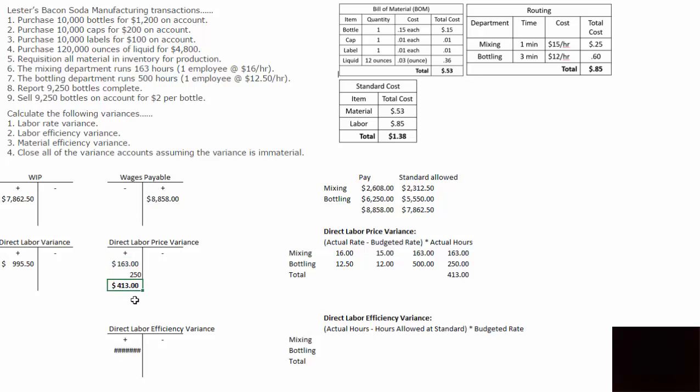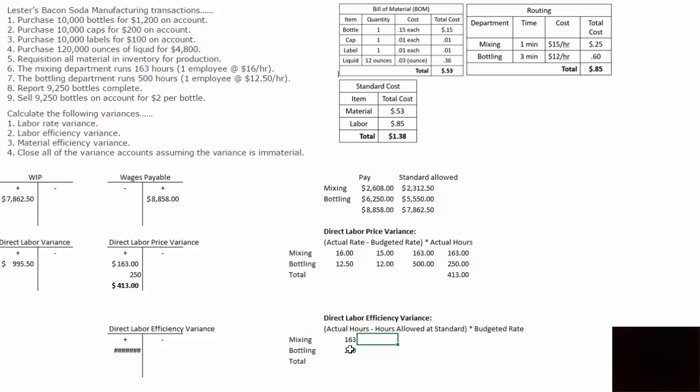Okay, now we need to look at the direct labor efficiency variance. The formula is right here. We're going to do it for each department and then add it together. Actual hours, which we've got here, 163, minus the hours allowed at standard. This is the calculation where I think lots of you struggle. The hours allowed. The way to figure that out is we created 9,250 bottles.